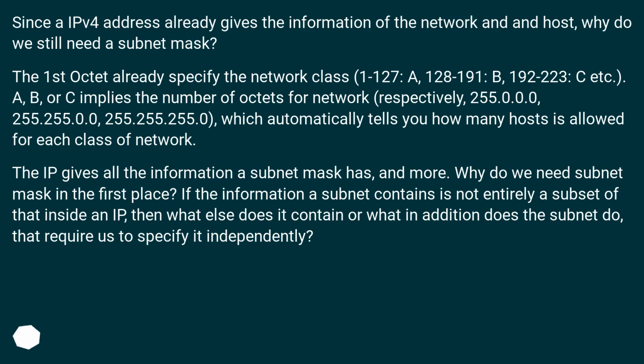Why do we need a subnet mask in the first place? If the information a subnet mask contains is not entirely a subset of that inside an IP, then what else does it contain, or what in addition does the subnet mask do that requires us to specify it independently?